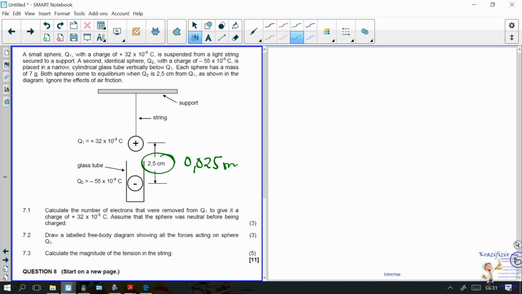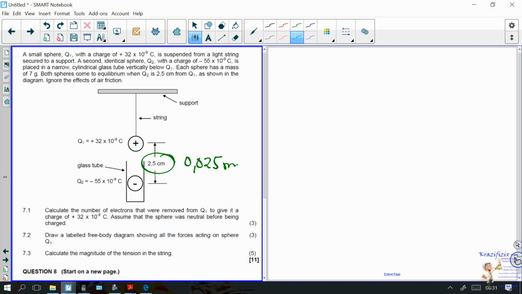Okay. Ignore the effect of air friction. The first question says, calculate the number of electrons that were removed from Q1 to give it a charge of positive 32. Remember, when we remove, it's neutral. When we remove, we are going to be left with positive charges because we are removing what? Electrons.